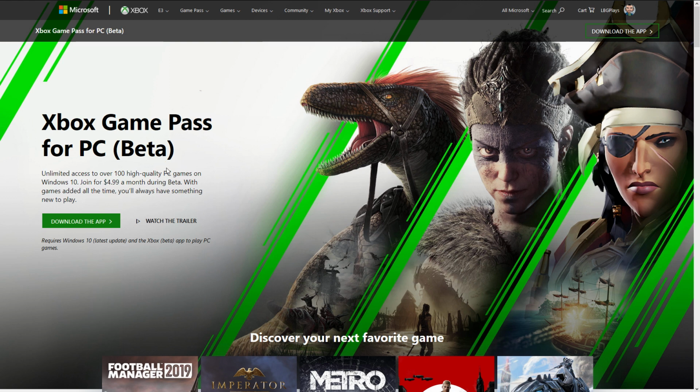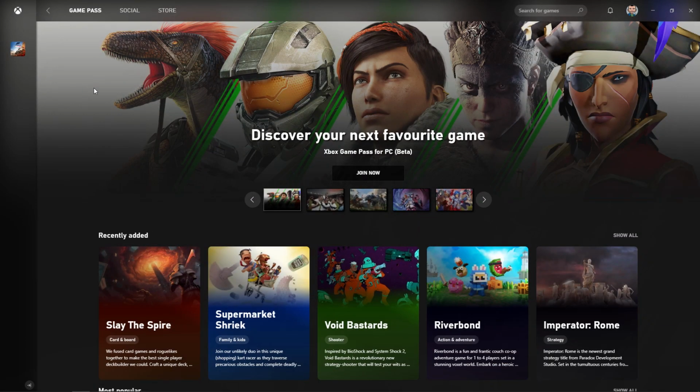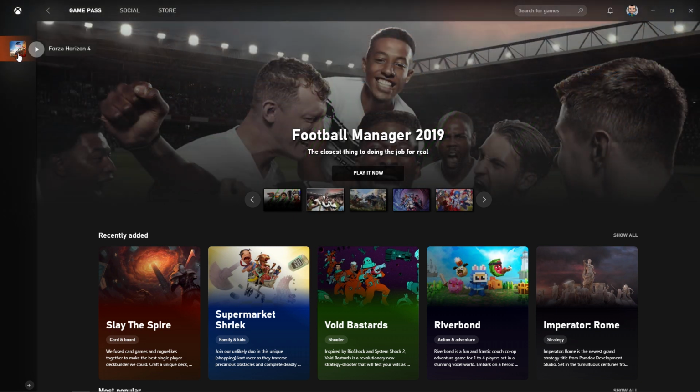And yeah, as far as pricing is concerned, it is currently on offer, the beta, for only $1 a month or 50 rupees. Once you download it, I'll show you what it looks like. So once you download this, it launches like this. So if you can see here, it's got Forza Horizon 4. This was already installed. I had the Game Pass. So it is available here.